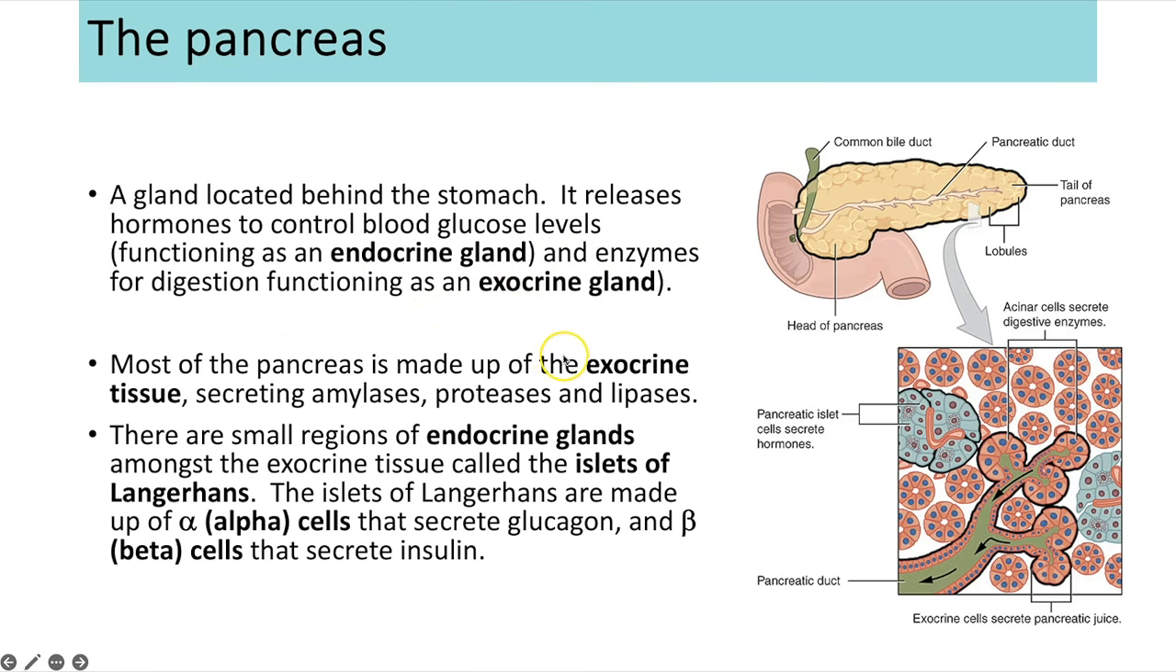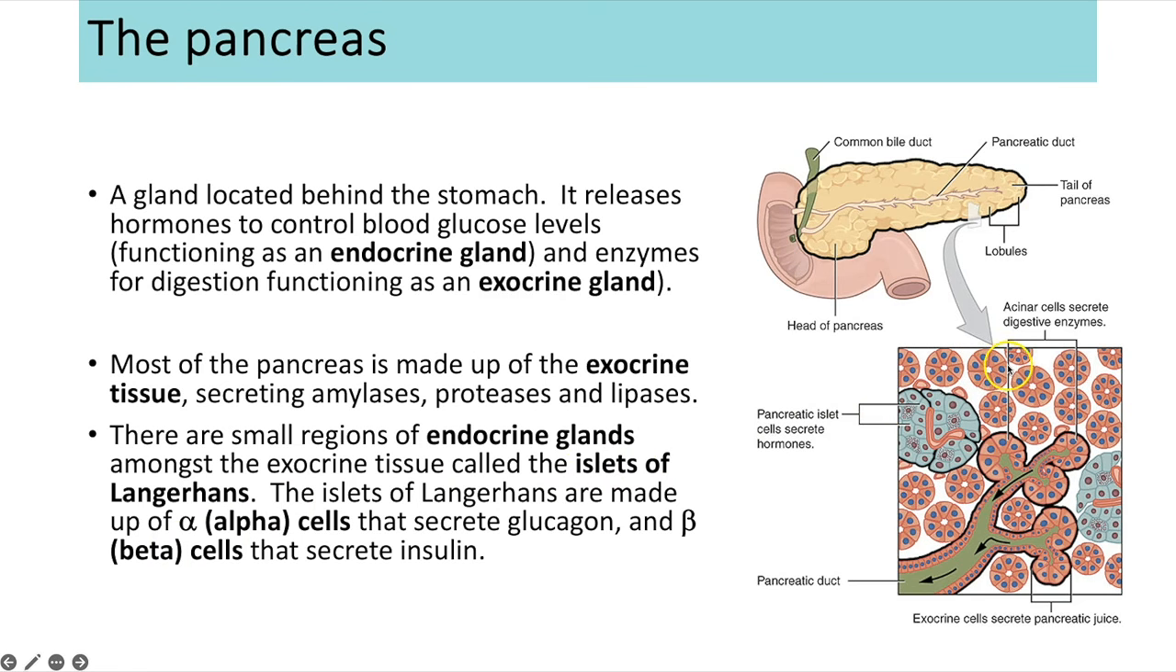Most of the pancreas is made up of exocrine tissue, so releasing those enzymes, amylases, proteases and lipases, but there is a small region of endocrine glands which are going to make up the islets of Langerhans. And these are the parts of interest for homeostasis. The islets of Langerhans are made up of alpha cells, which are going to be secreting glucagon, and beta cells that secrete insulin. And that is what we can see here.